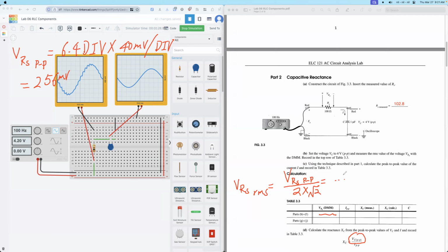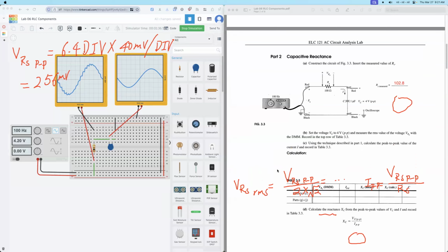Okay. Then for the I peak to peak, we know this is from the Ohm's law we did last week. So I peak to peak is the VRS peak to peak value divided by RS. Again, here you need to use the measured value, 102.8. Okay, so use this one, get the current peak to peak value.